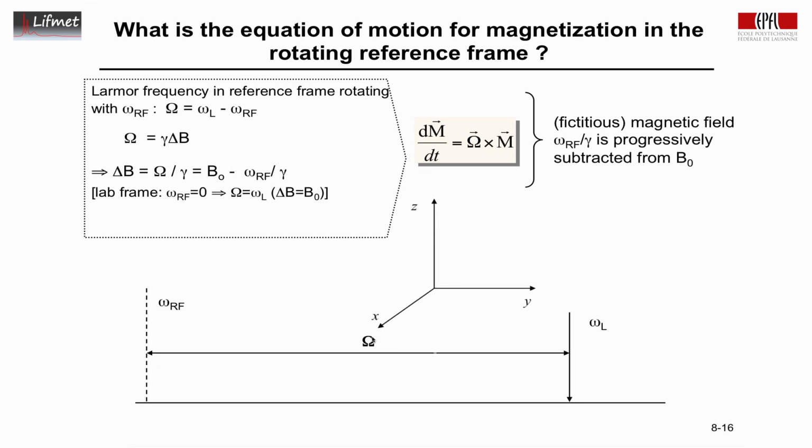And if we look in this reference frame at the motion, we have a delta B, which is given by this term here. So if we say omega RF, the reference frame frequency, is 0, then delta B is equal to B0. Now, what is the motion of magnetization that we observe? Here's the magnetization. We'll say it is in the transverse plane, so XY. And if this magnetization is in the transverse plane, then it will precess at a very high frequency dictated by gamma delta B around the magnetic field B0.